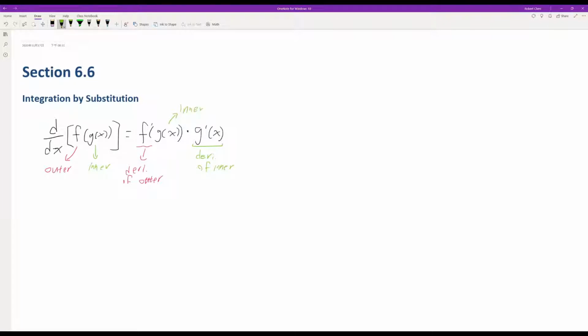All right, so what we're going to do in 6.6, integration by substitution, is we want to be able to integrate what we have on the right hand side, which is the result of the chain rule. And we want to go in the other direction, from here to here, by integration. The technique we're going to use is substitution.